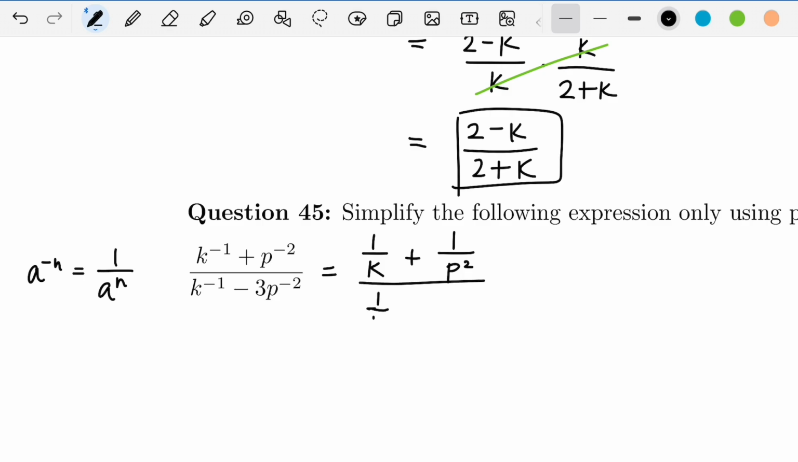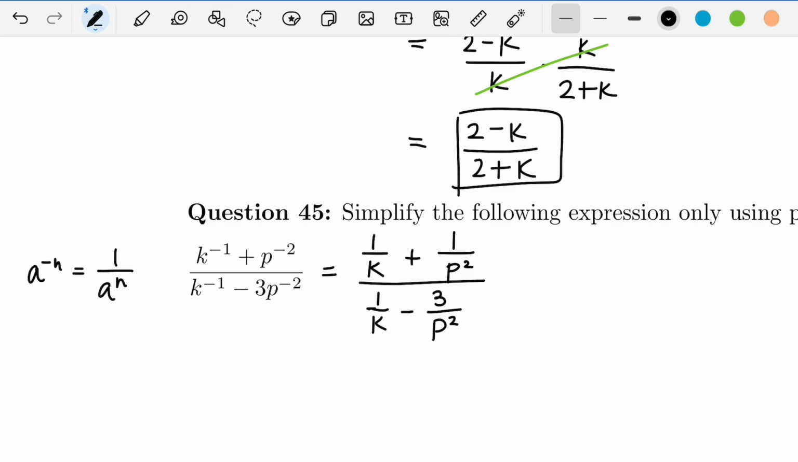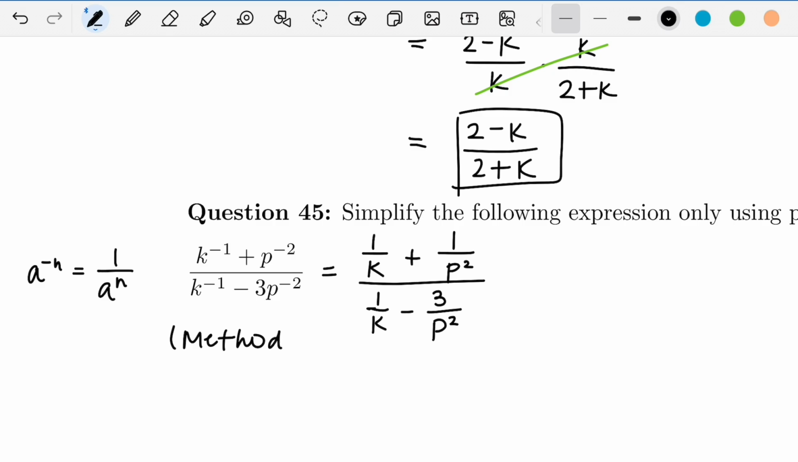We're going to have 1 over k for our first term. And for our second term here, this 3 is actually going to stay in our numerator, and the p squared is going to go in our denominator. This is because this negative exponent is only being applied to this p here, not to this 3. So now the problem becomes simplifying this complex fraction, and we're going to do so with method 2.